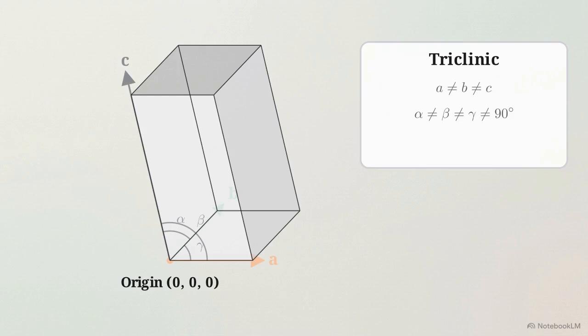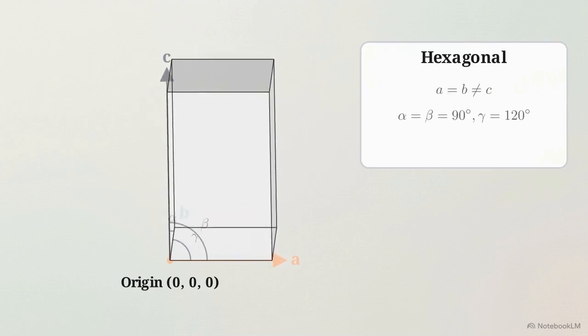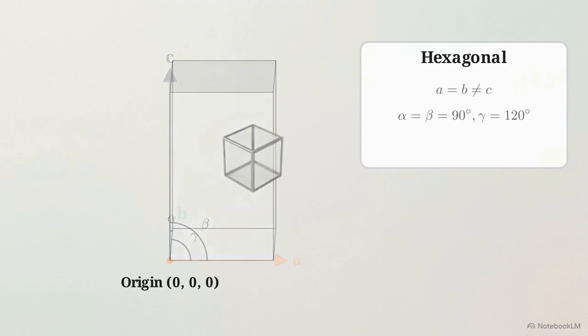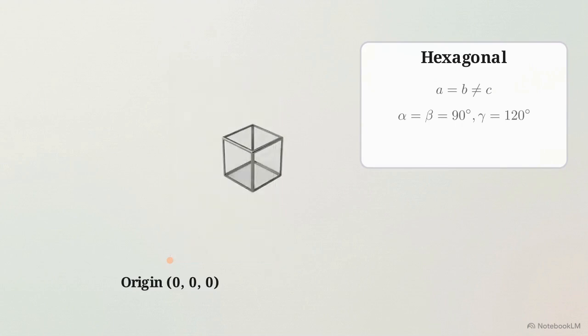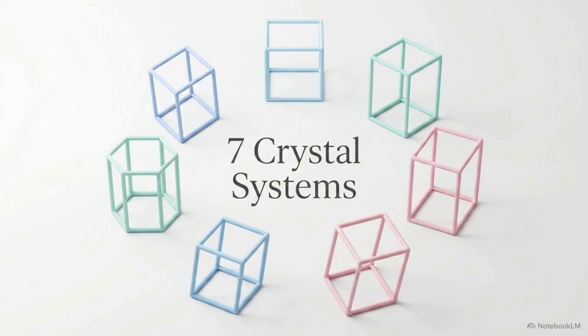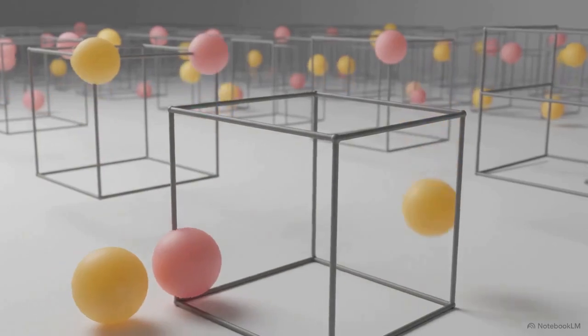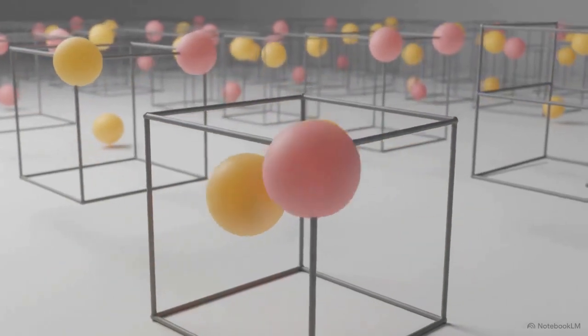Removing all constraints leaves us with no equal lengths and no 90-degree angles. This fully irregular geometry is the triclinic system. If we reset the lengths and introduce a specific 120-degree gamma angle, we establish the hexagonal system. By systematically altering just these 6 parameters, the universe is mathematically restricted to exactly 7 distinct macroscopic crystal shapes. These 7 crystal systems are essentially empty bounding boxes.